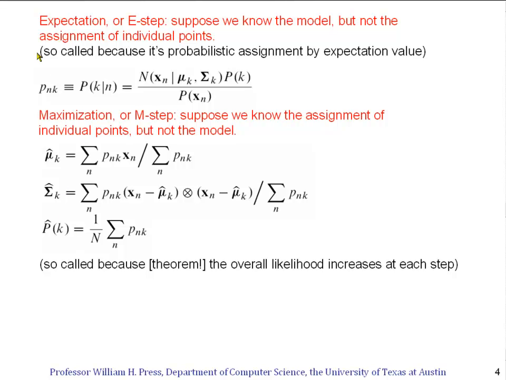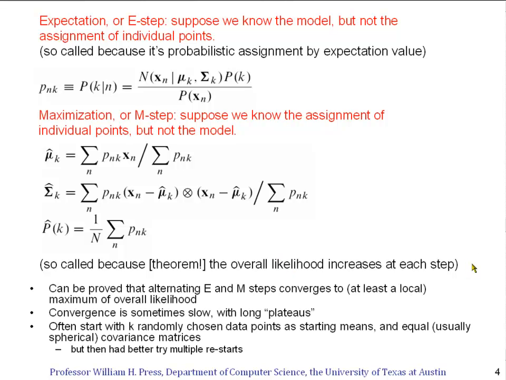So if we could do this step, then we could do this step. If we could do this step, then we could do this step. The important theorem that we're going to discuss theoretically in a couple of segments from now is that if you iterate going back and forth between these steps, the overall likelihood of the model always increases. And that's an iterative way of solving the whole model. In fact, it can be proved that alternating E and M steps converge to at least a local maximum of the overall likelihood.